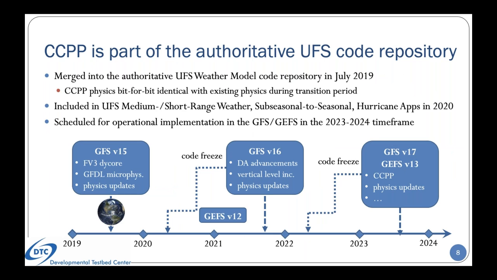All right, so where do we stand with the CCPP? The CCPP is part of the authoritative UFS code repository. It has been merged into the UFS weather model in July 2019. And for an extended transition period of about a year, coming to an end right now, we kept the CCPP physics bit for bit identical with the existing IPD physics to facilitate that transition on the NOAA end. It's also included in the UFS medium range and short range weather, subseasonal to seasonal, and hurricane apps, and all this happened in 2020. Further, the CCPP is scheduled for operational implementation in the global forecast system and the global ensemble forecast system in the 2023 to 2024 timeframe.